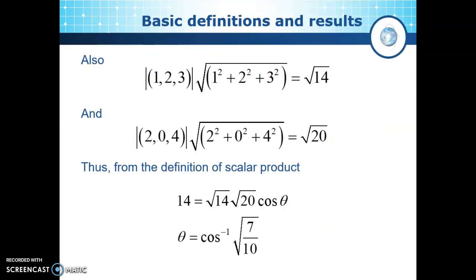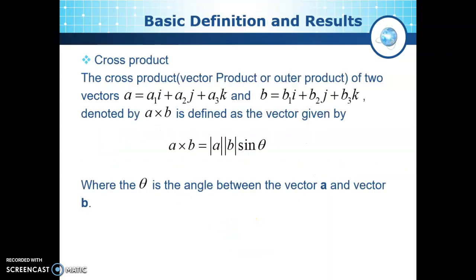Okay, and also the magnitude for 1, 2, 3 is square root of 14. So magnitude A equals square root of 14. Magnitude for B equals square root of 20. From the definition of a scalar product, we know that A dot B equals magnitude A times magnitude B cos theta. Okay, so you can find theta equals cos inverse of square root 7 over 10. Okay, so that is the answer.